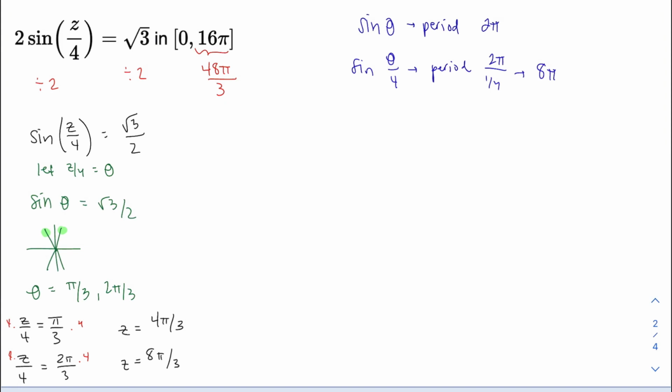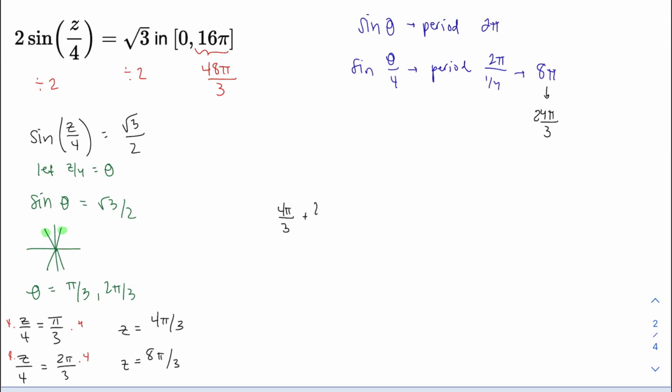So I need to take my solutions. I have 4 pi over 3. I need to add a full rotation because that's when they start to repeat themselves. So a full rotation is 8 pi, but 8 pi is the same as 24 pi over 3. So again, it's easier to think about things when they have a common denominator.